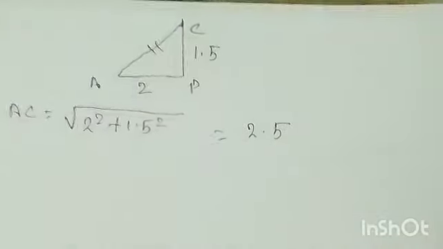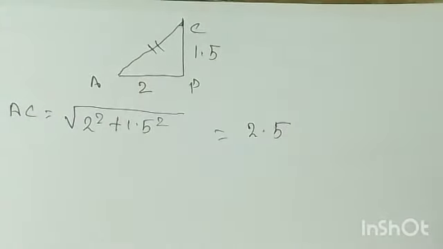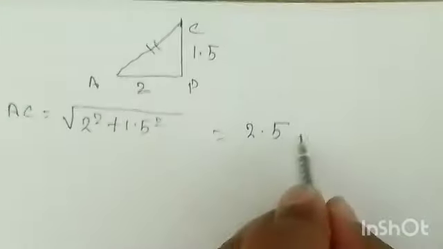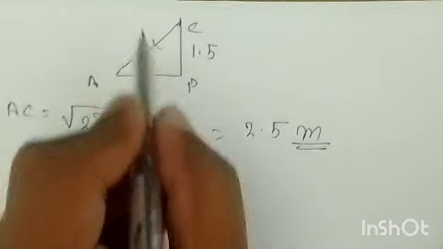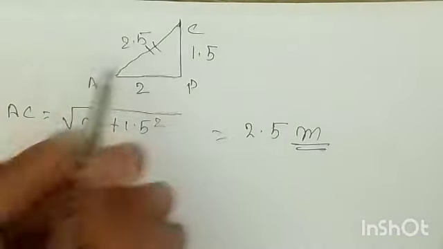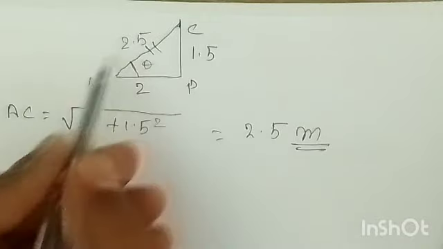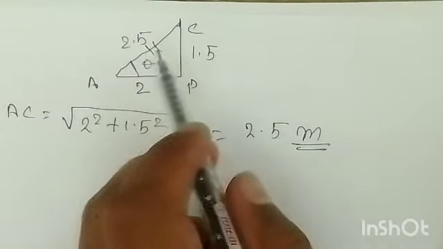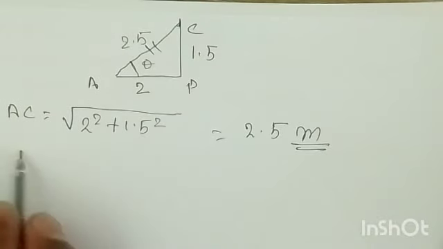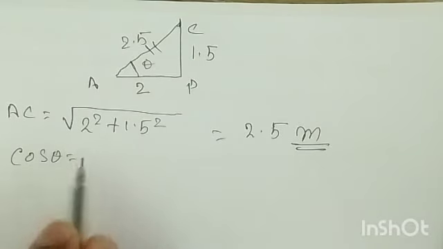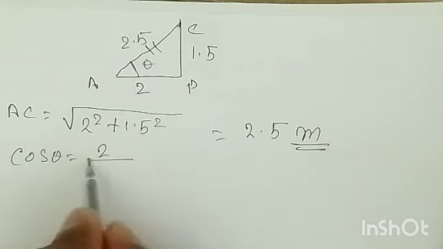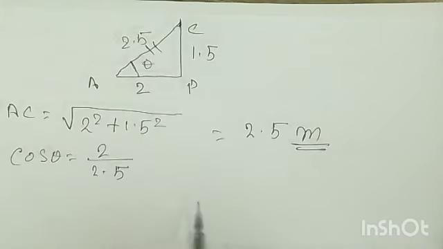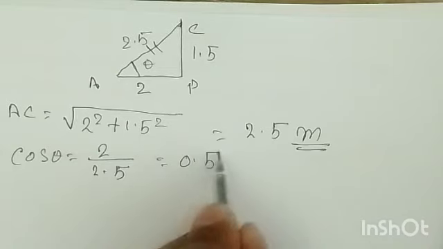Let me check. Yes, so this is the 2.5 meter, right? Now if I say cos theta, this is theta you have to find. That cos theta is what? Adjacent by hypotenuse, means in this triangle cos theta is equal to adjacent by hypotenuse, means 2 by 2.5, right, which is nothing but 0.8.